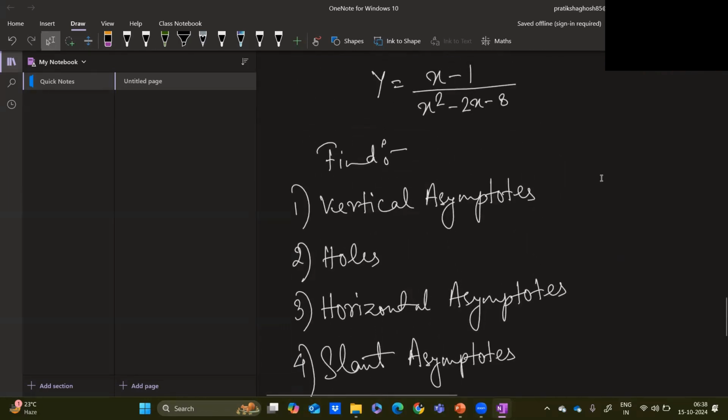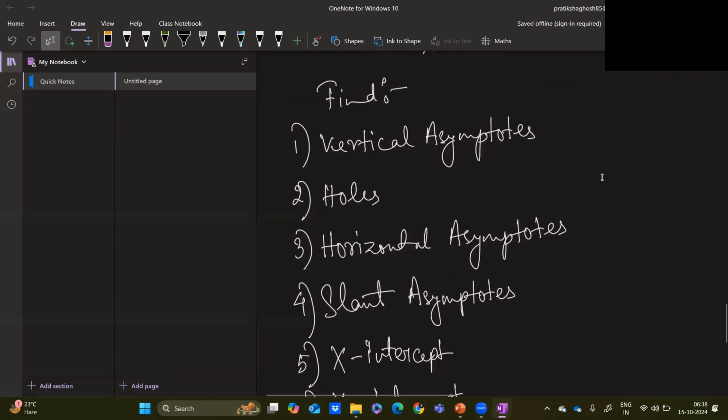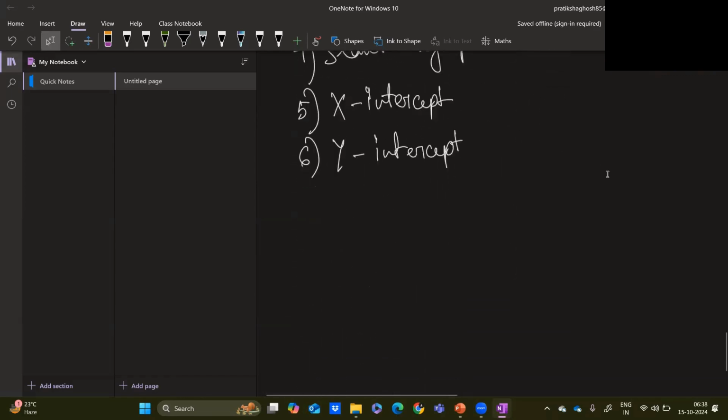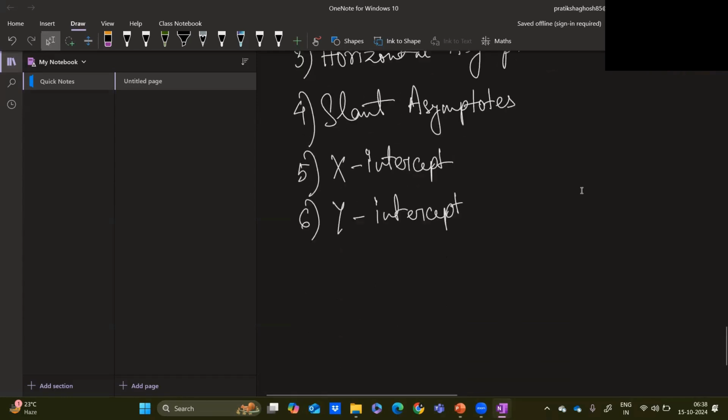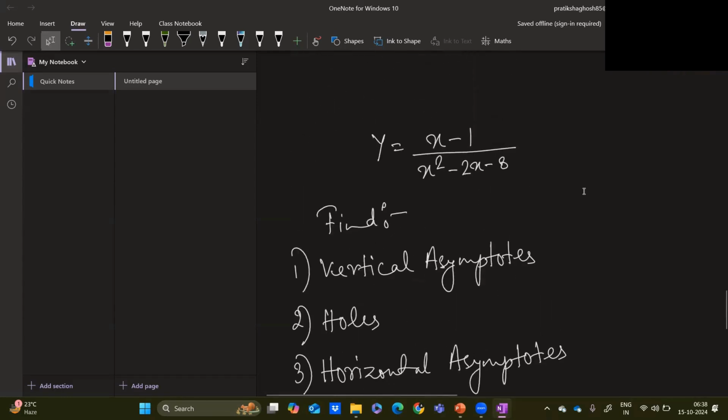Yeah. So for vertical asymptotes, you have to first factor the whole equation. Yes, very good. So step one is factor. So let's factor the equation. Yeah, there you go. That is the equation.